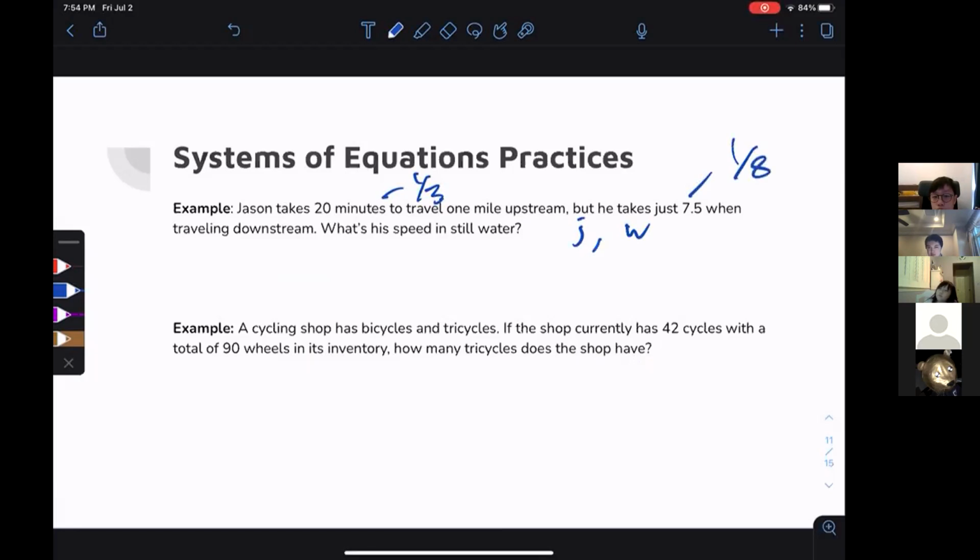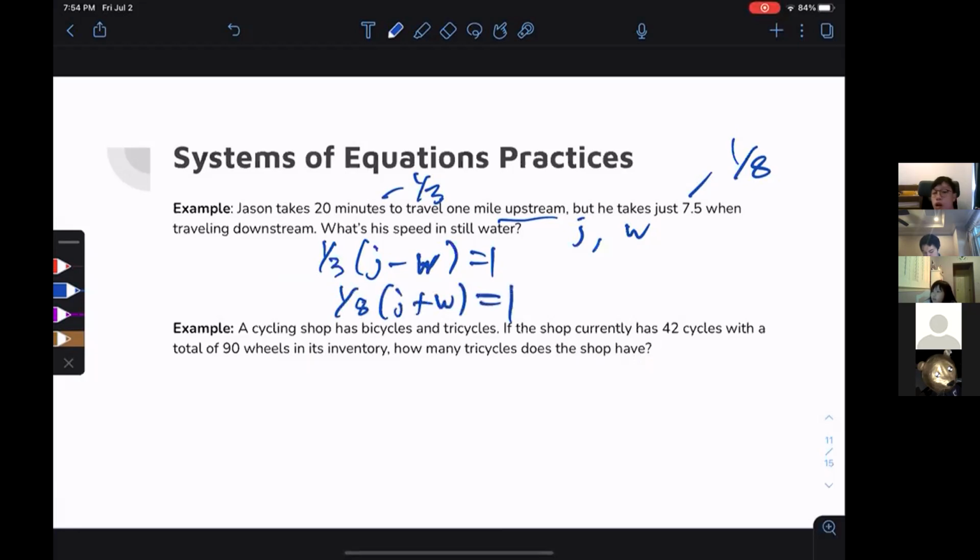So then using distance equals rate times time, the first one gives 1/3 times (J minus W) is equal to 1, since we know upstream he's going against the current. And similarly, 1/8 times (J plus W) is equal to 1. And then there are a few ways you can go from here. I think the easiest way is just directly adding them. You get (1/3 plus 1/8) J is equal to 2.